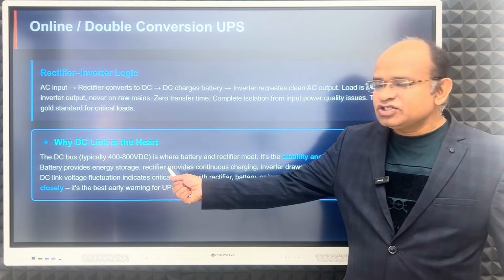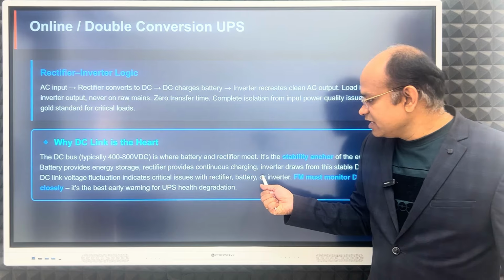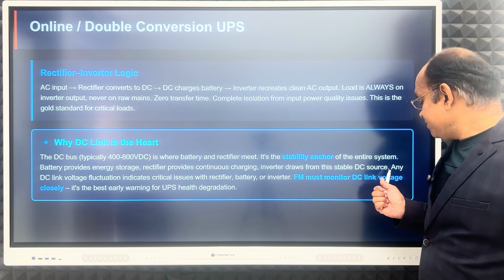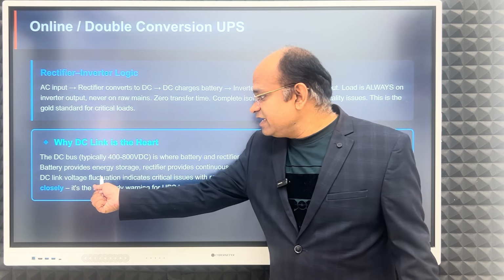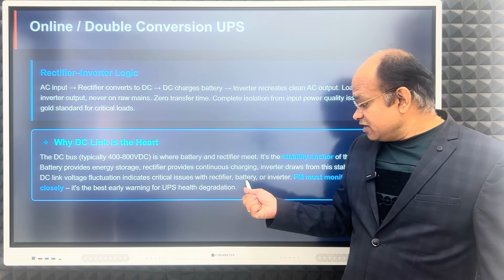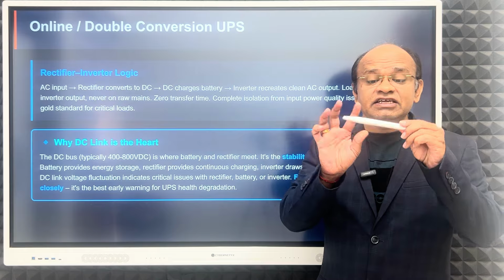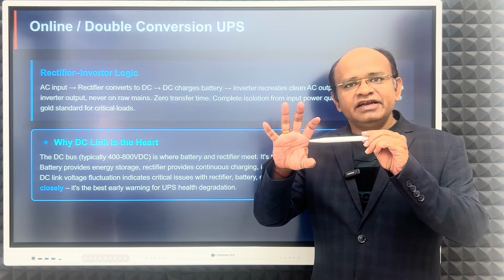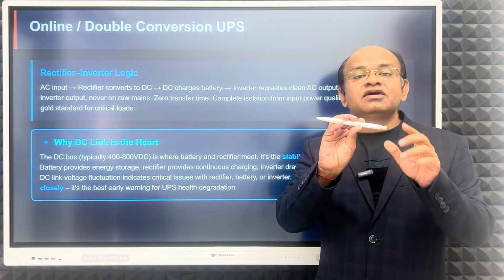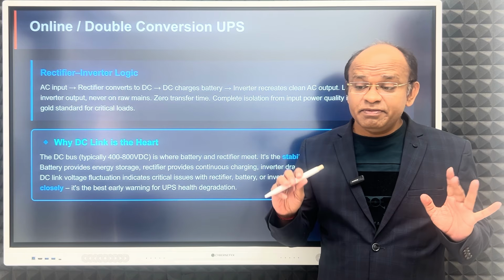The battery provides energy storage, the rectifier provides continuous charging, and the inverter draws from the stable DC source. Any DC link voltage fluctuation indicates critical issues with the rectifier, battery, or inverter. It's very important because it connects all three: rectifier, inverter, and battery. All three are connected by the DC bus. So in terms of monitoring, it becomes very critical.